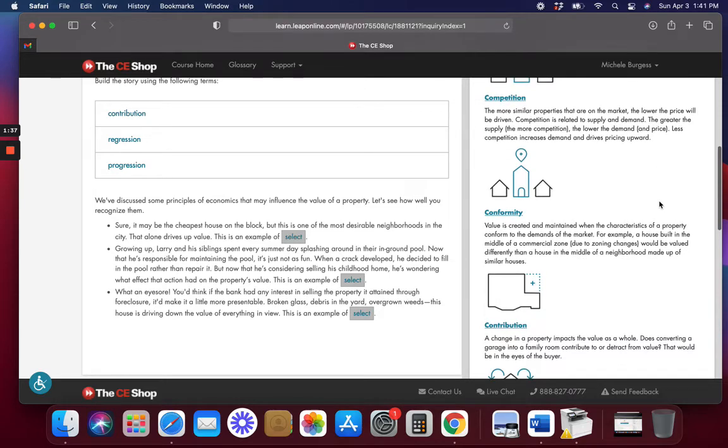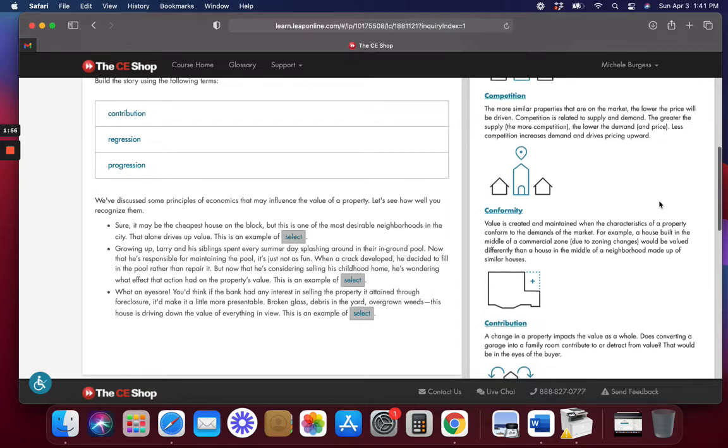Competition. The more similar properties that are on the market, the lower the price will be driven. Competition is related to supply and demand. The greater the supply, the more competition, the lower the demand and price. Less competition increases demand and drives prices up.